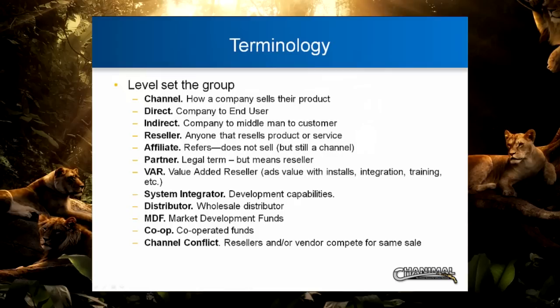Okay, first of all, a channel is how a company sells their product. Sometimes it could be direct, which is where their direct salespeople call in accounts. Other times indirect, where the company will sell to a middleman, which then goes to the customer. A lot of these middlemen are called resellers. These resellers have different categories, which I'll go through in just a few minutes. There's also affiliates. Affiliates is also an indirect channel, but they typically refer, they do not sell.